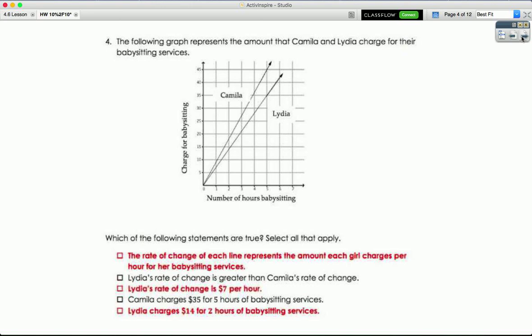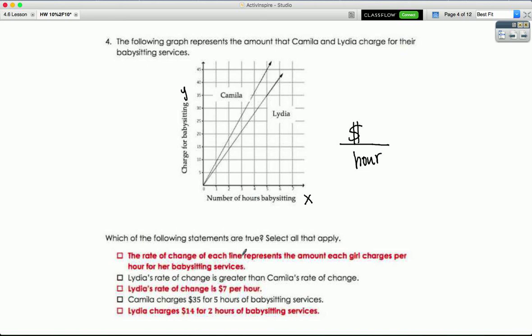So we can see here there are 3 correct answers. So let's understand why those are correct. The rate of change of each line represents the amount each girl charges per hour for her babysitting services. Well, if the rate of change is the change in y, so the change in the y-axis over the change in the x-axis, that would be the change in the charge for every hour. So this is what it says, the charge per hour. So the rate of change, regardless of what it is, represents the charge per hour. That's why that is correct.